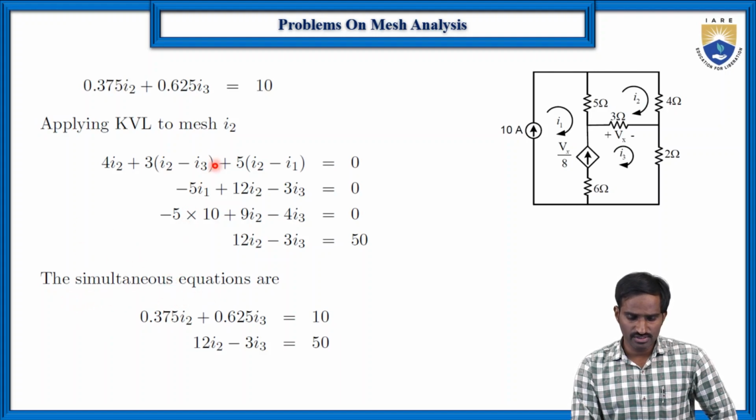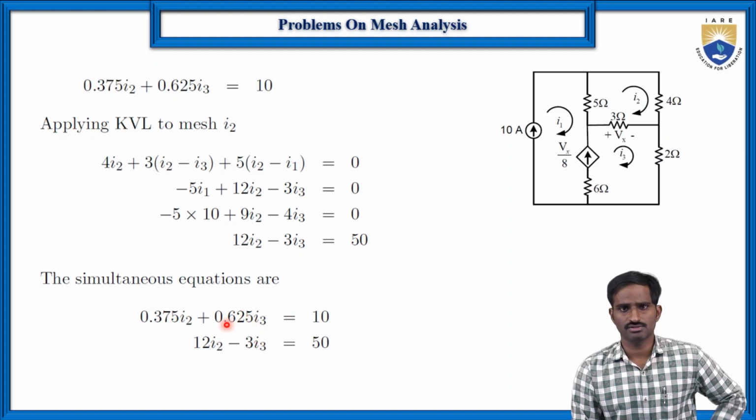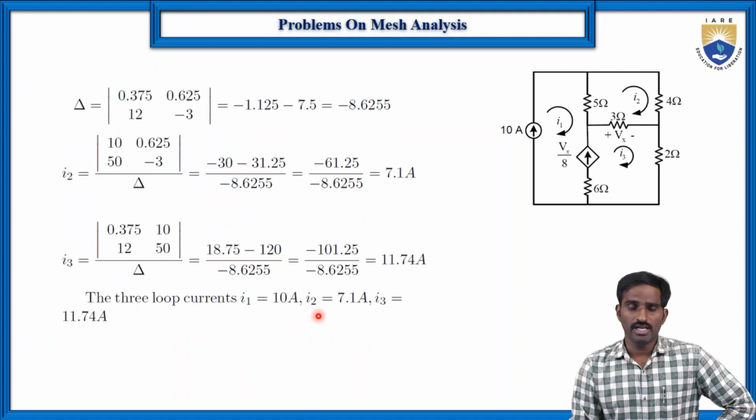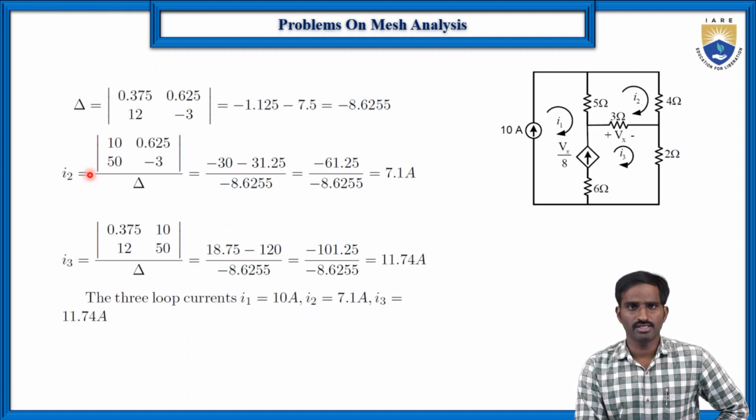So this is one equation and this is the second equation, simultaneous equations. By solving these two equations we will get the values. Of course, you can apply any one of the methods, but here again we have applied Cramer's rule. By applying Cramer's rule, you will get the value of I2 and I3, because I1 we already know, which is 10 amperes. The value of I2 here is 7.1 and I3 is 11.74. So if you have a dependent source in the given circuit, the procedure is the same and it is very simple.